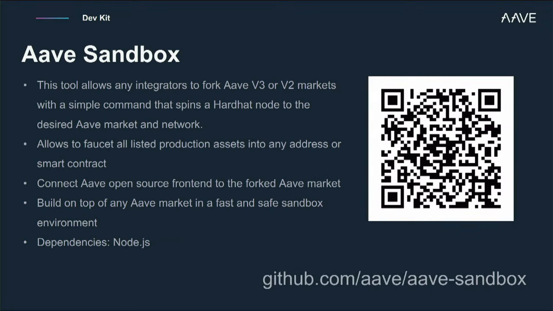There is also a really powerful tool which is called AAVE Sandbox. With this tool, you can take any production market, V2 or V3, and create a fork of it inside of a Hardhat node. You can also faucet all the listed assets, so you can create complex positions, and you can even connect the interface of the AAVE protocol with this environment and just try yourself how it feels from the UI perspective. So please take a look if you want to create something really quick during these days.